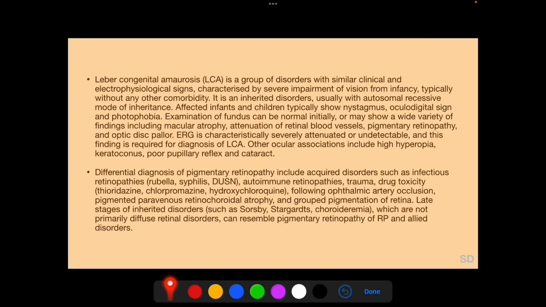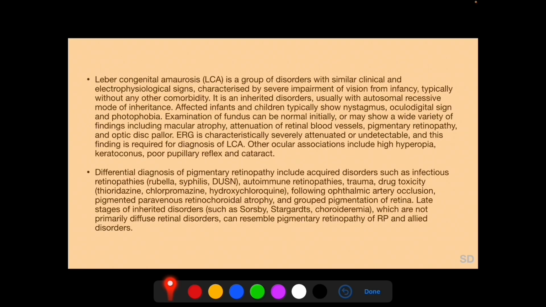Leber congenital amaurosis, or LCA, is a group of disorders with similar clinical and electrophysiological signs characterized by severe impairment of vision from infancy, typically without any other comorbidity. It is an inherited disorder, usually with autosomal recessive mode of inheritance. Affected infants and children typically show nystagmus, oculodigital sign, and photophobia. Examination of fundus can be normal initially or may show a wide variety of findings, including macular atrophy, attenuation of retinal blood vessels, pigmented retinopathy, and optic disc pallor. ERG is characteristically severely attenuated or undetectable, and this finding is required for diagnosis of LCA. Other ocular associations of LCA include hyperopia, keratoconus, poor pupillary reflex, and cataract.